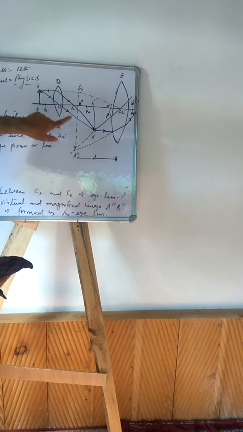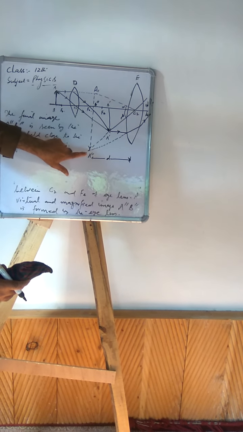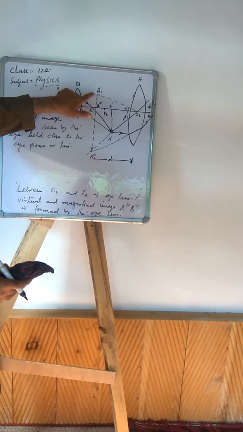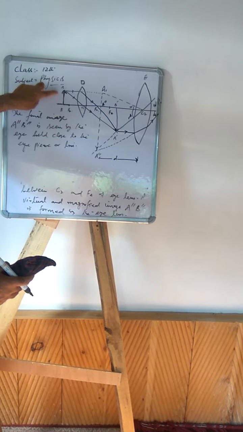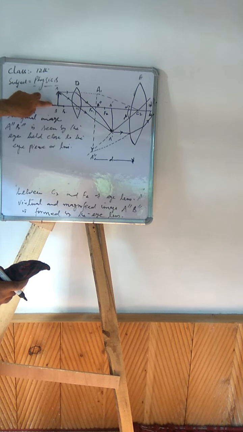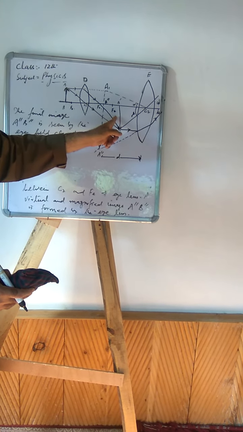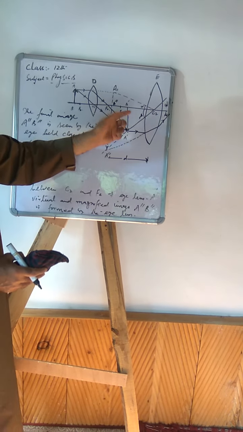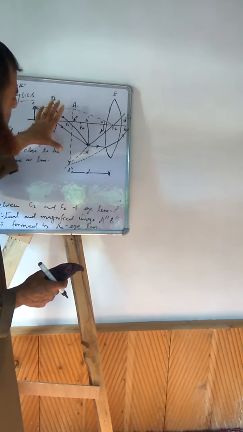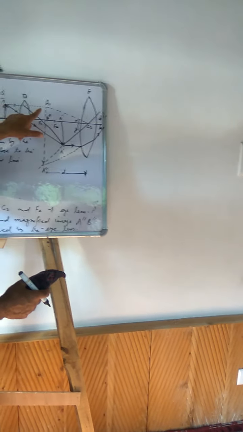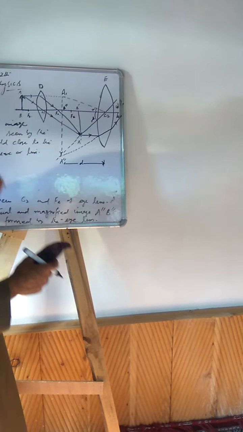Now, dear students, look here. This image A dash B dash is erect with respect to A double dash B double dash and is inverted with respect to the object AB. AB is a tiny object and it forms the real and inverted image A dash B dash. This image is so adjusted that it lies between the optical center and the focal length of the eye lens. It forms the virtual and magnified image A double dash B double dash, which is seen by the observer when he places his eye near the eyepiece.